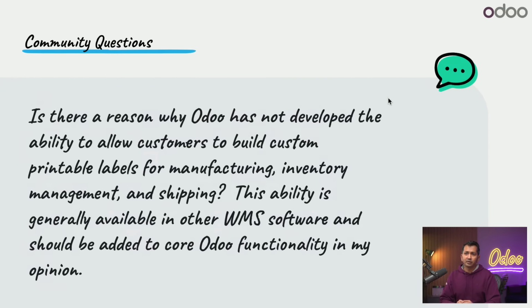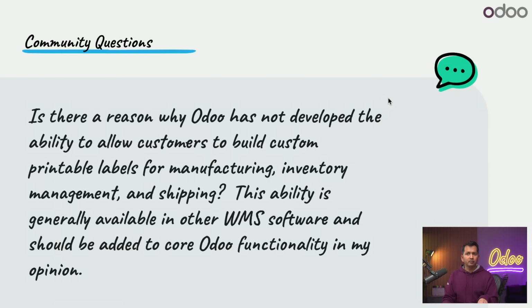Next question: is there a reason why Odoo does not develop the ability to allow customers to build custom printable labels for manufacturing, inventory management, and shipping? So this is something that is possible out of the box. You have to sort of work with Studio. When you are in Studio, you are able to start a report with a blank page. So before you define a report, you must first define a paper size. Once you have the paper size, you select that paper size for your report in Studio.